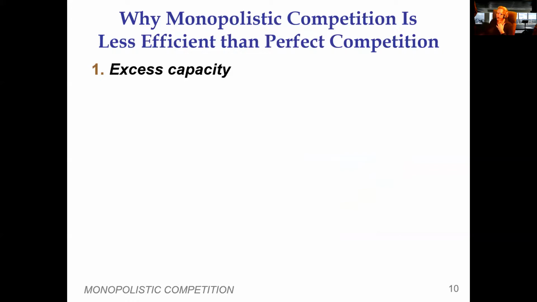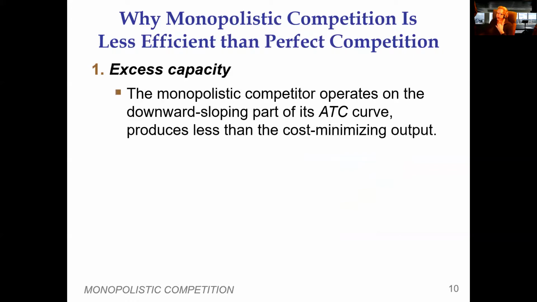So why is it less efficient? Because sometimes there's excess capacity. Because we operate not on the lowest of the average total cost curve, we are producing less than the cost minimizing output. Okay, so that's the excess capacity argument.